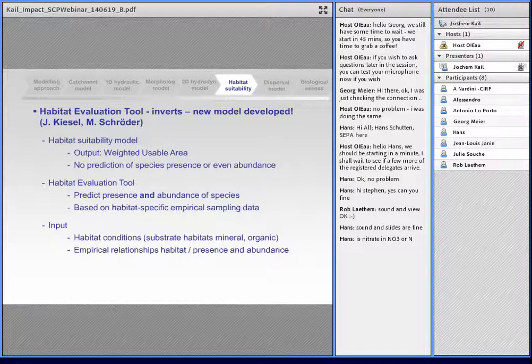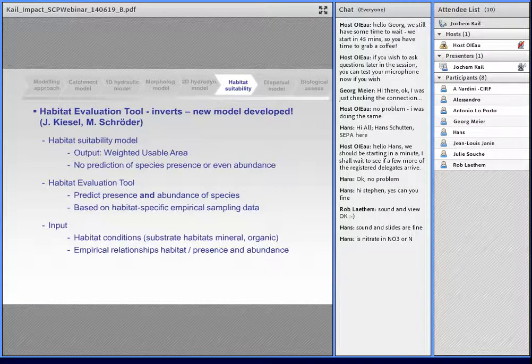So you can predict the presence and abundance of different species because this model is based on empirical data, habitat-specific sampling data. I will not explain the model in detail. This would take another 20 minutes. But the input here are the habitat conditions. So, for example, the share of different substrates. And based on these empirical relationships, the model can predict the habitat presence and abundance. So it's more a statistical model than a really kind of physical-based model.